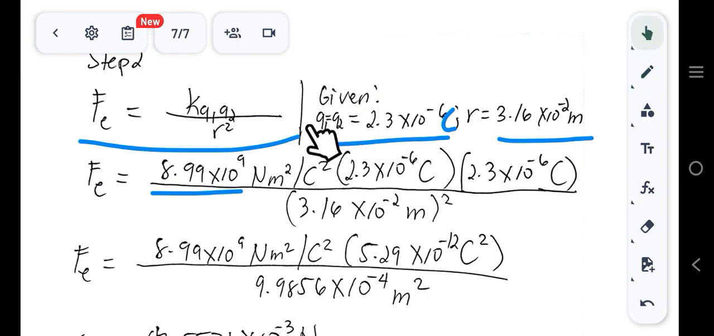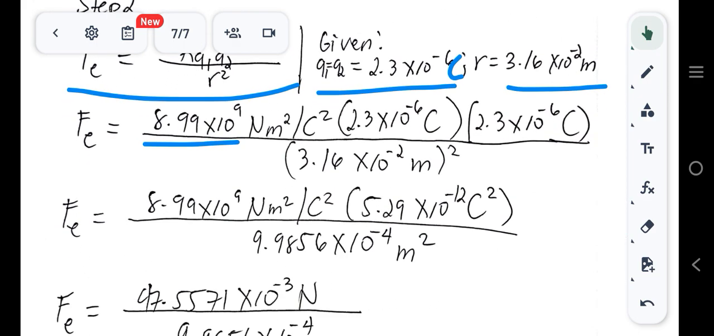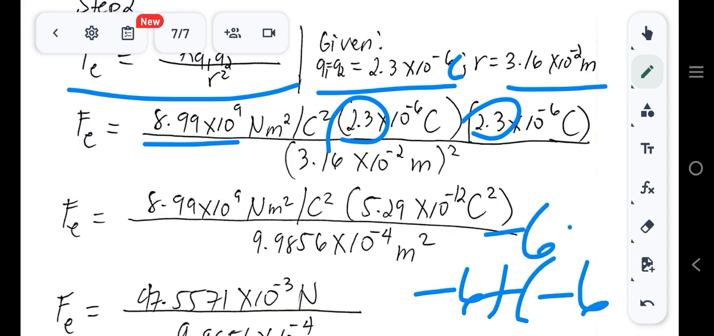For the charge, Q1, that is 2.3 times 10 raised to negative 6 Coulomb. And the Q2 is the same because they are identical. And then the distance is 3.16 times 10 raised to negative 2 meters raised to 2 as stated in the equation. And then the next thing that we did is 8.99 times 10 raised to 9 Newton meter squared per Coulomb squared. We multiply the 2.3 to the 2.3, and that will give us 5.29 times 10. And then the rule of the exponent, negative 6, we just have to add negative 6 plus negative 6. That will give us negative 6 minus 6.